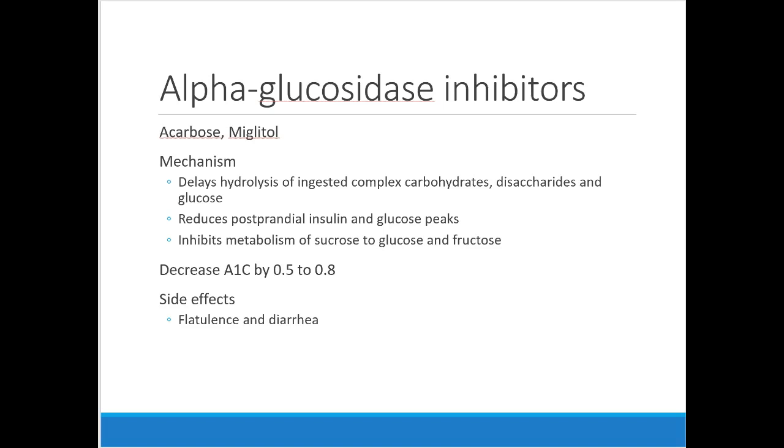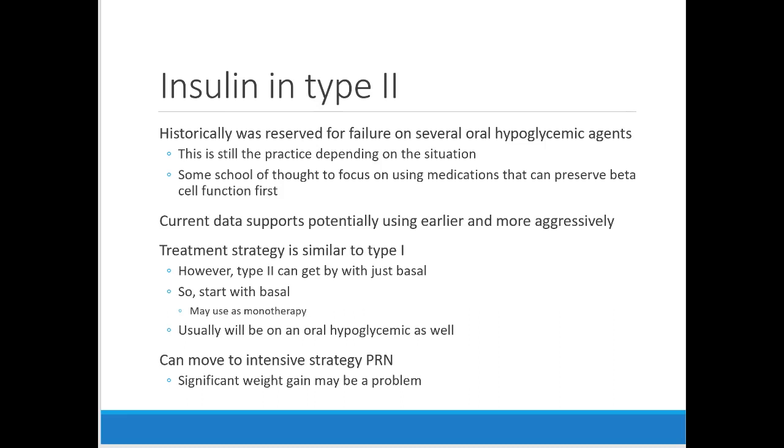I'm going to skip this class altogether because they really aren't used. They cause a lot of flatulence and diarrhea. They work in the GI tract, and people don't tolerate them very well. We have a lot of other drugs available, so skip that.